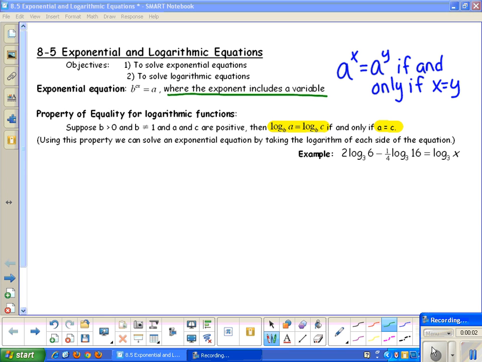Section 8.5, exponential and logarithmic equations. Our objectives are to solve exponential equations and to solve logarithmic equations. Now, just to look at exponential equations first, we have b to the cx power equals a.